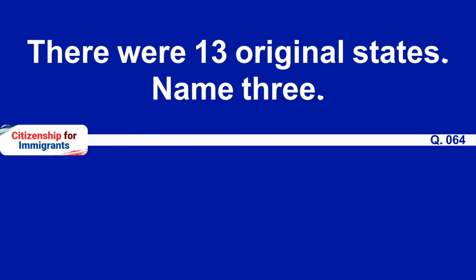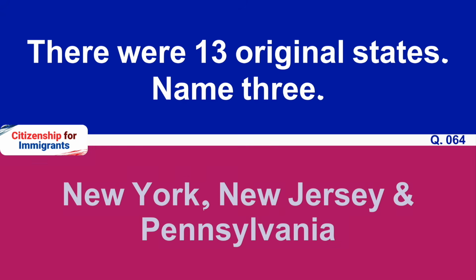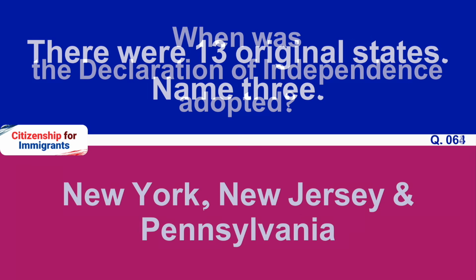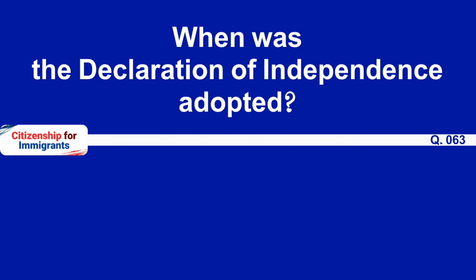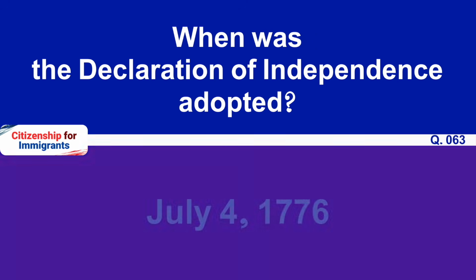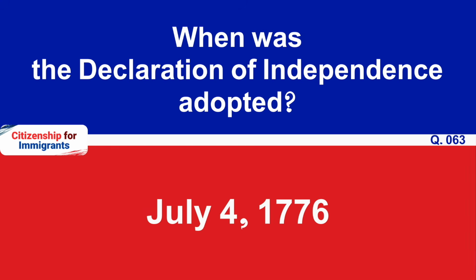There were 13 original states. Name 3. New York, New Jersey, and Pennsylvania. When was the Declaration of Independence adopted? July 4, 1776.